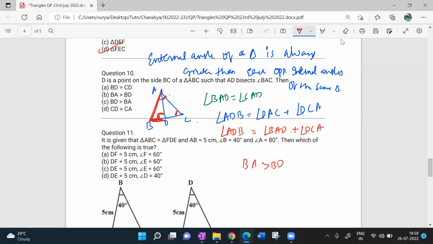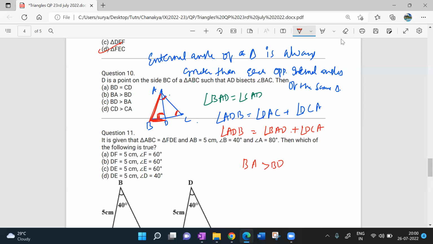Look at this here. Whenever you are given an isosceles triangle, we have learnt BD is equal to CD in an isosceles triangle, not in a random triangle. He has not mentioned that it is an isosceles triangle. Is it clear? Yes, sir.